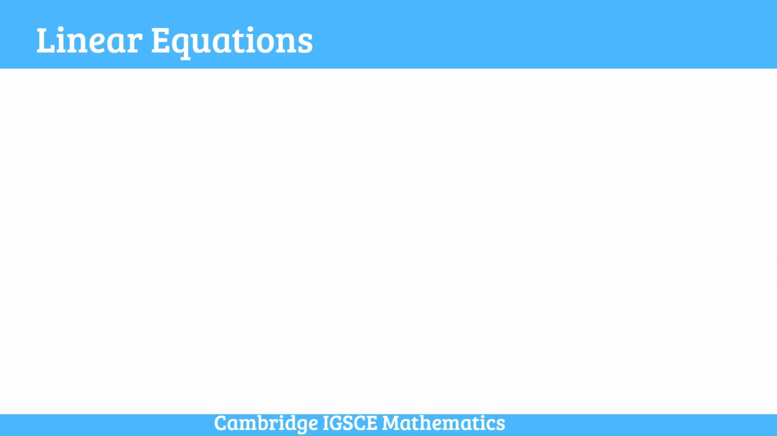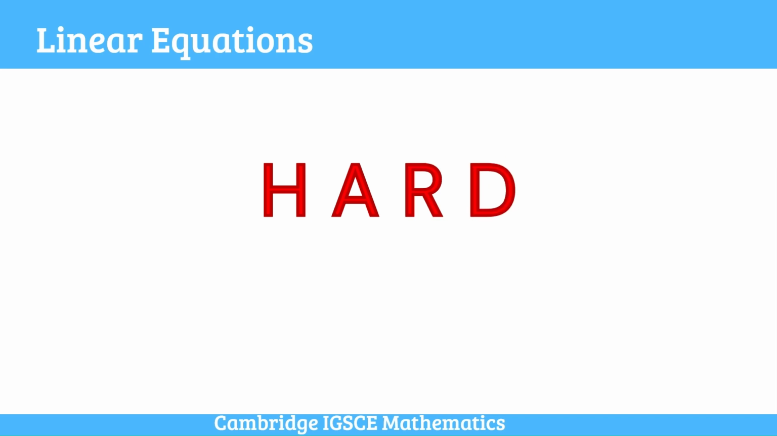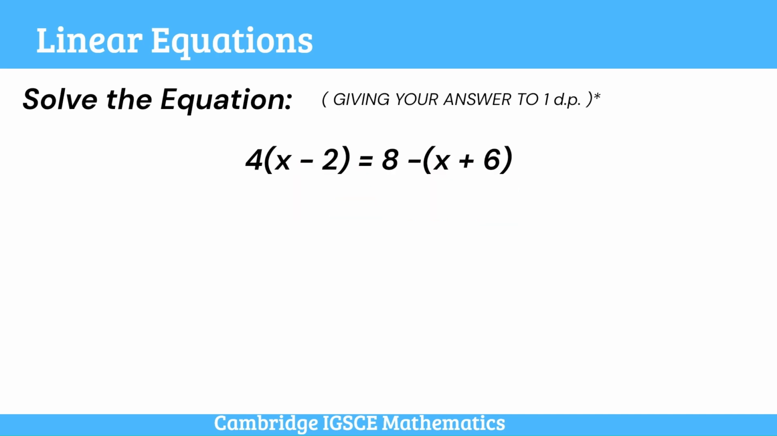Alright, that was pretty easy and straightforward, but you probably won't get questions that easy in your exam. So let's try something more difficult. Here's another more challenging question. Solve the equation 4 multiplied by x minus 2 is equal to 8 minus x plus 6, giving your answer to one decimal place.